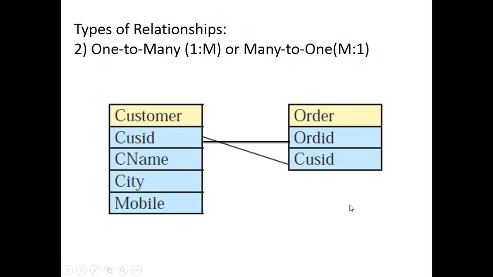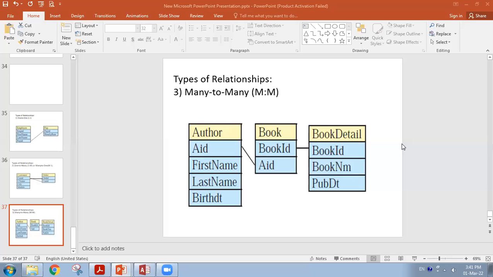And the third type of relationship is the many to many relationship. Here you can see the third type of relationship, that is many to many. Here also three different tables are generated: author, book, and book details. The first table has the fields author ID, first name, last name, birth date.